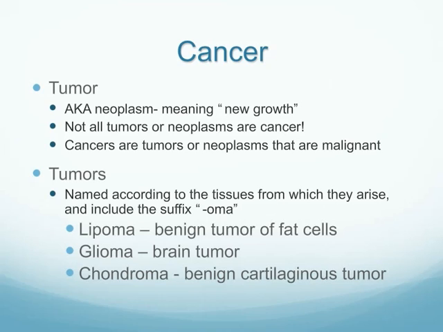Tumors are going to be named after the tissue from which they arise. For example, the suffix oma is going to be applied to brain cells. If it's coming from the brain, it's going to be called a glioma. If it's fat cells, it's going to be called a lipoma. And if it's a cartilaginous tumor, it's going to be called a chondroma.